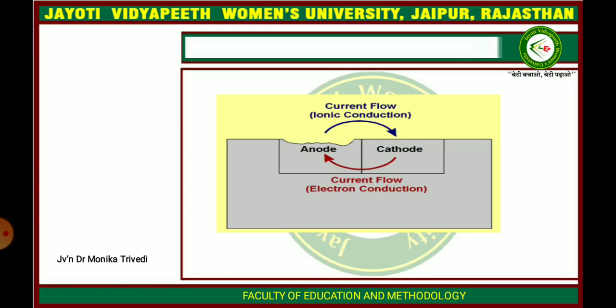The current flows from the anode to the cathode, and also from the cathode to the anode. The current flow from the anode to the cathode is ionic conduction, and the current flow from the cathode to the anode is electron conduction. So there is a difference between the current flowing from the anode to the cathode and from the cathode to the anode.